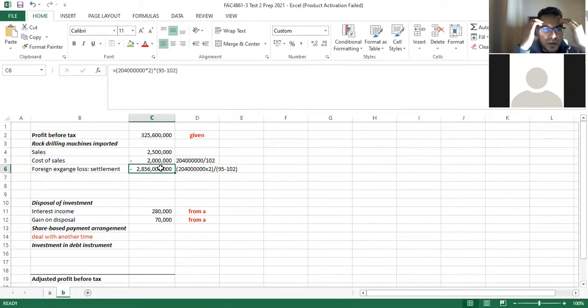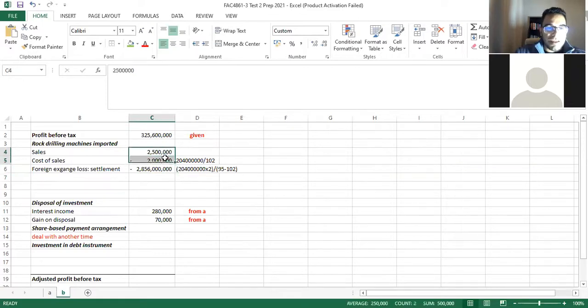Don't you take the total amount, like you're only taking 204 million? Don't you take the 4 plus the 204, the total amount? Why? I'll come to that just now. You can already see something is not right, because the sales is only 2.5 million. How can a fair value adjustment be in the billions? Something is not right over here.